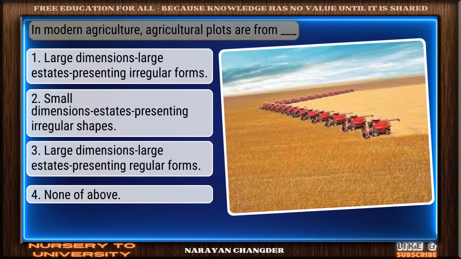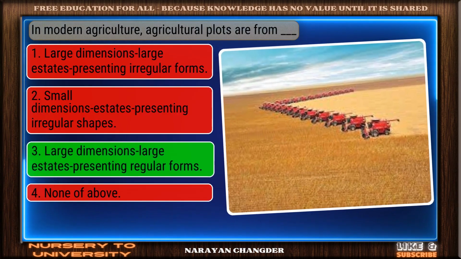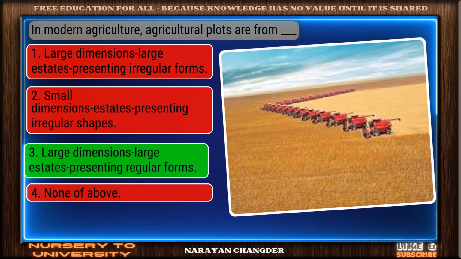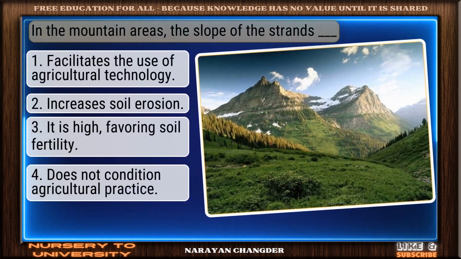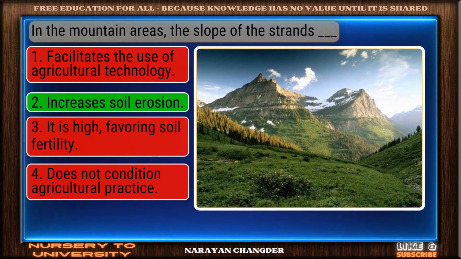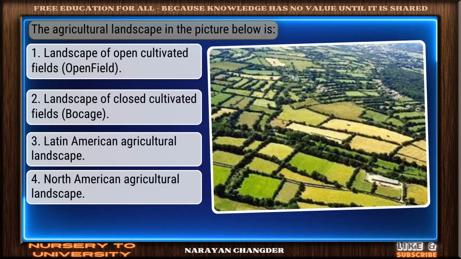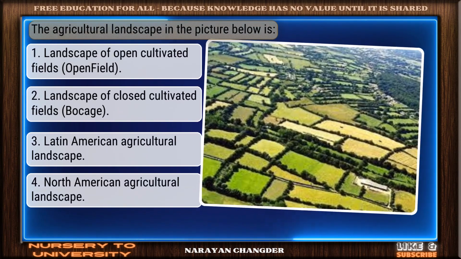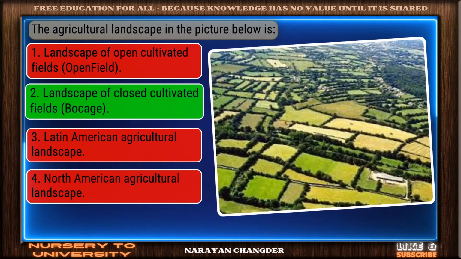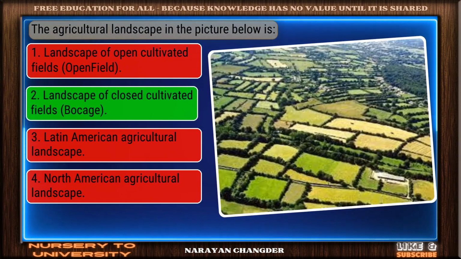In modern agriculture, agricultural plots are from dash. On track. Large dimensions, large estates presenting regular forms is the correct answer. In the mountain areas, the slope of the strands dash. Solid response. Increases soil erosion is a valid choice. The agricultural landscape in the picture below is. Well reasoned. Landscape of closed, cultivated fields is the correct choice.